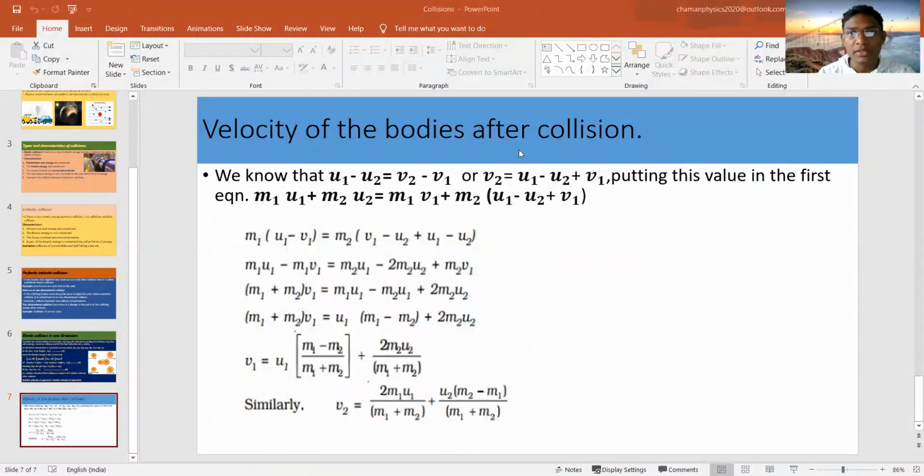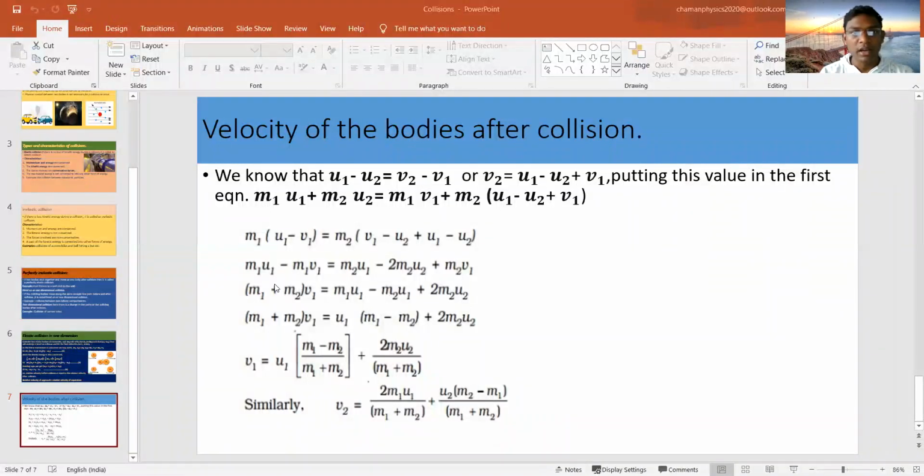So what we have to do is use this v2 in the law of conservation of momentum, in equation 1: m1 u1 plus m2 u2 is the initial momentum and this is the final momentum, and instead of v2 we will use this value, u1 minus u2 plus v1. So on putting it, we have already put it here. In this step we have separated the terms that contain m1 to the left and those that contain m2 to the right, and we have multiplied them. After multiplication we got terms like this.